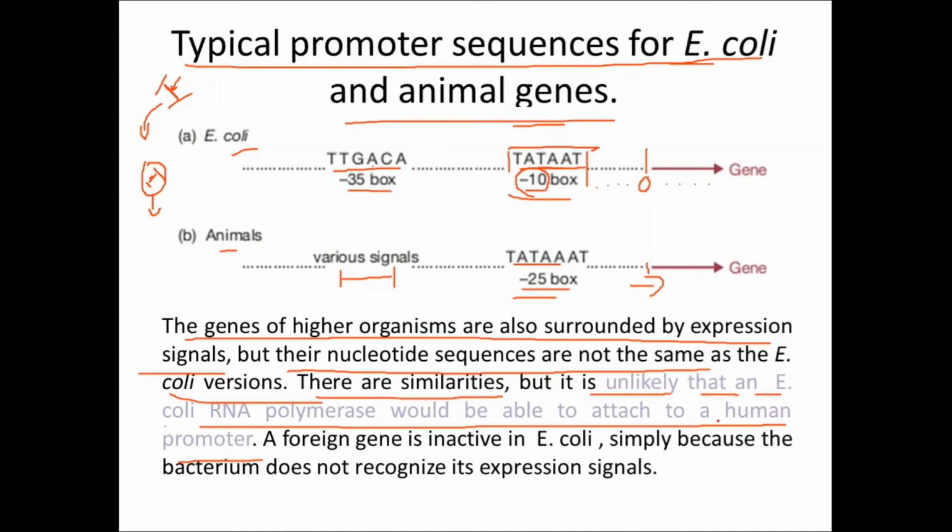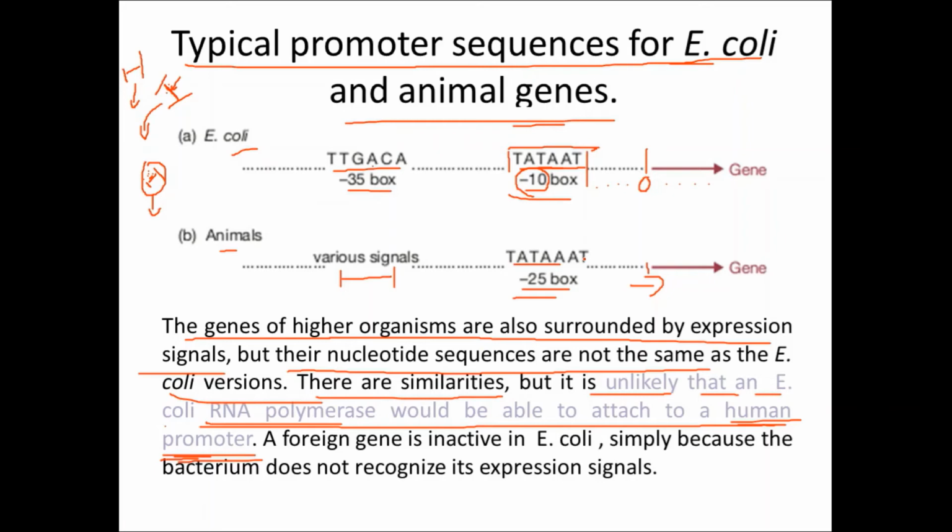E.coli RNA polymerase is the machinery that controls gene expression. But here a human promoter is there because we have inserted the gene from eukaryotes. So it may contain a human promoter. The RNA polymerase has some ability to bind, so it would be able to attach to the human gene promoter also, because both contain the same sequence. Then only the E.coli RNA polymerase binds the human gene promoter.